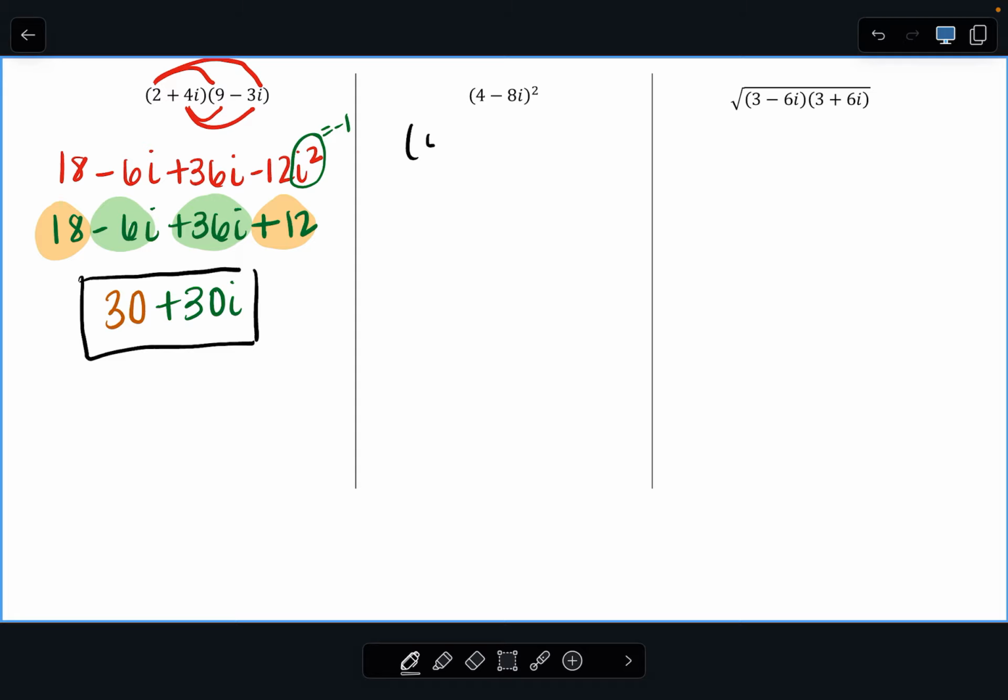Okay, I want you to try the second one. 4 minus 8i, 4 minus 8i. Try it on your own. Let's see what you get.